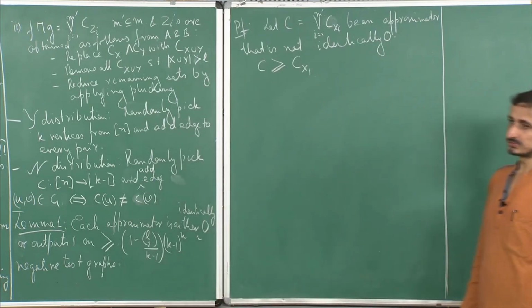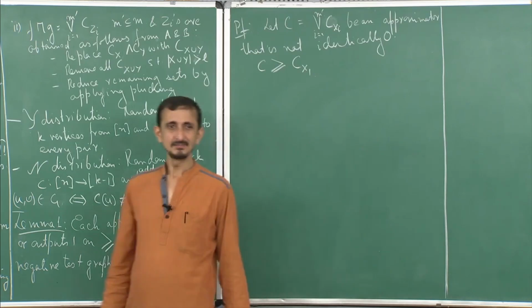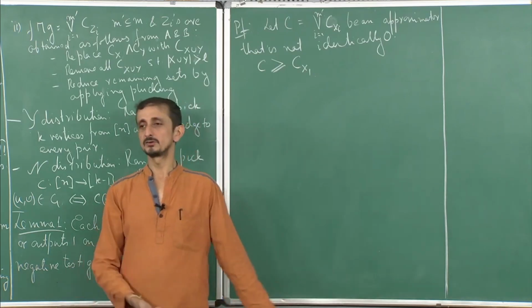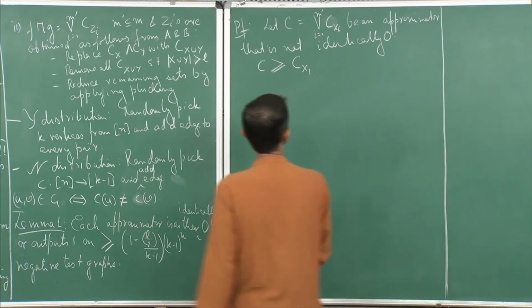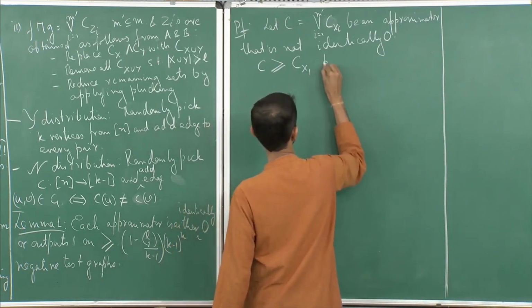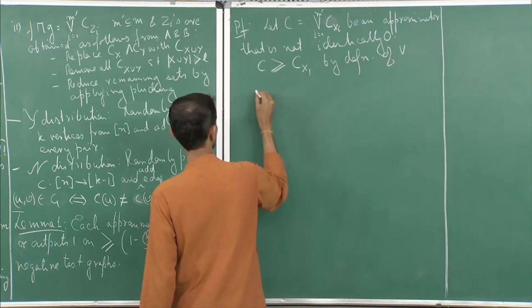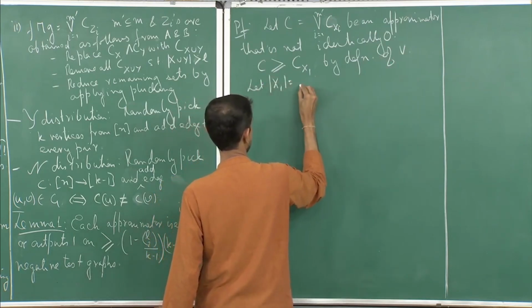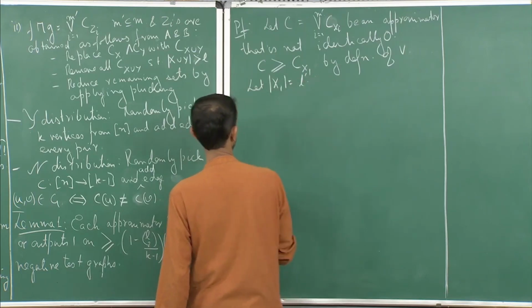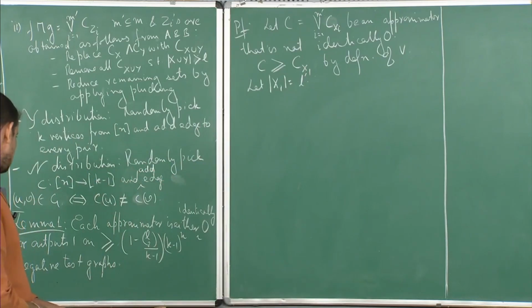Now C is greater than or equal to Cx1. Why is this? Exactly. If Cx1 is 1, then of course C is 1. That follows by definition. So let the size of x1 be some L prime. Now we will argue for when this approximator outputs 1.